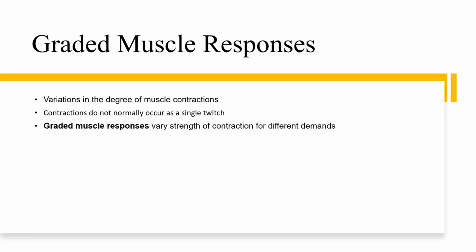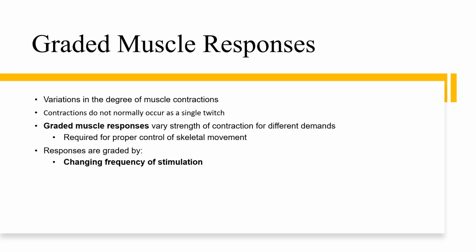Now, a graded muscle response is going to vary the strength of contraction for different demands, because we do not want our muscles to always go all out as strong as possible every single time, because there are certain types of activities where we need to have fine control over our skeletal muscles. Okay, and so to have control over skeletal muscles, we have to be able to grade our muscle responses, which means that we're going to vary how long they last and also how strong they are. So the two main things that we can grade our responses by is changing the frequency of stimulation.